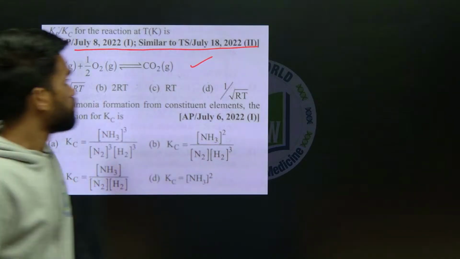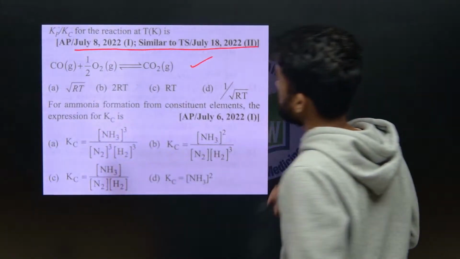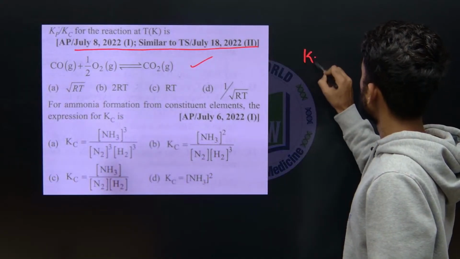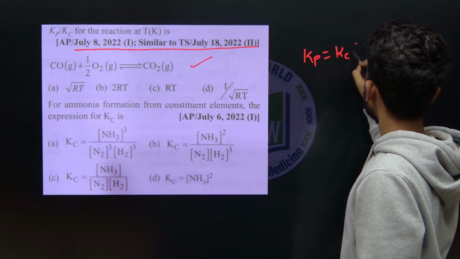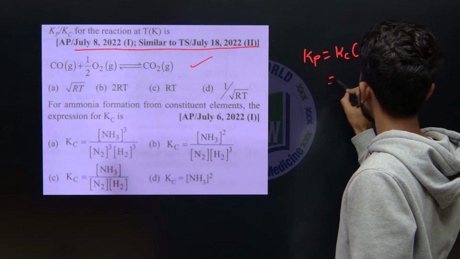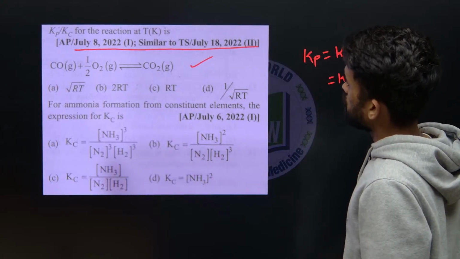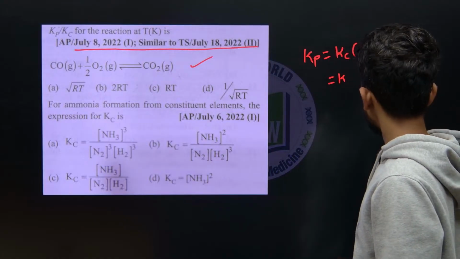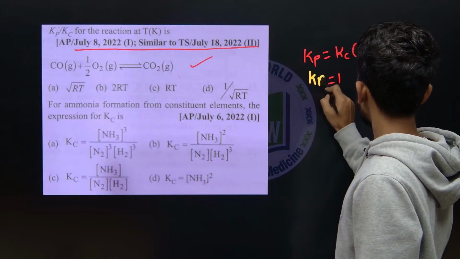Okay, tell me. For this again, what are they asking? Kp by Kc. Kp by Kc.